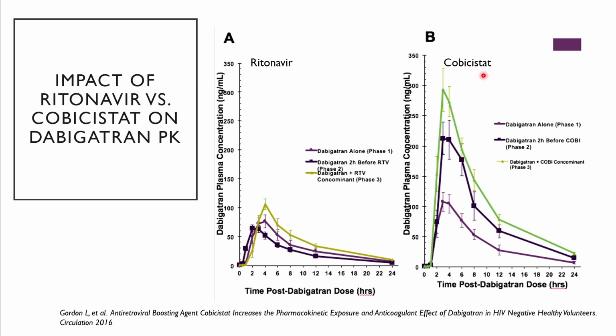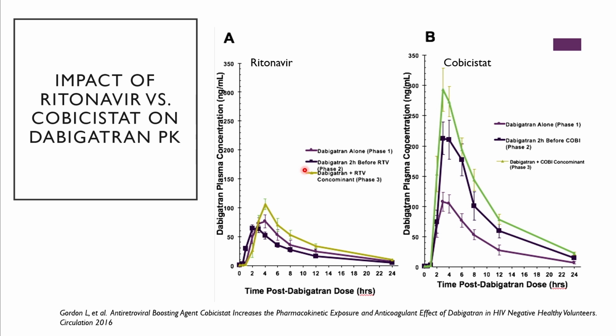These are very simple concentration versus time curves where dabigatran plasma concentration is plotted for you on the y-axis. The time of administration, post-dabigatran administration, is plotted for you on the x-axis. Both of these arms had 3 different phases. The first phase in both arms was to provide healthy volunteers dabigatran alone. The second phase included giving dabigatran 2 hours before either ritonavir or cobicistat.